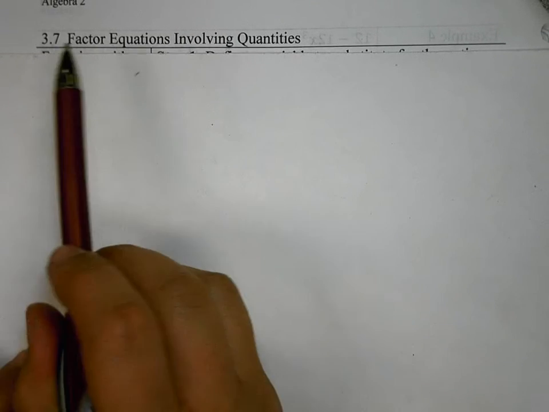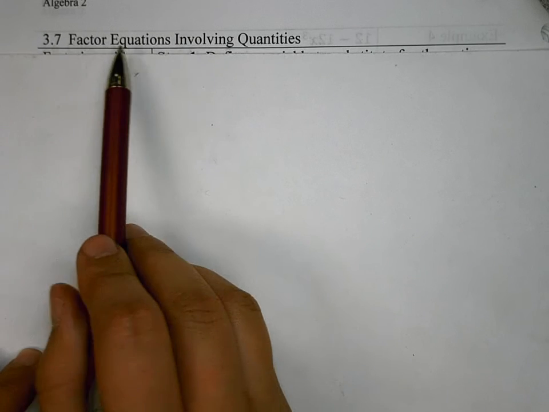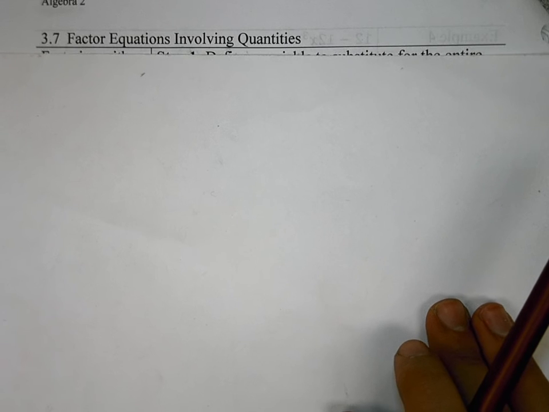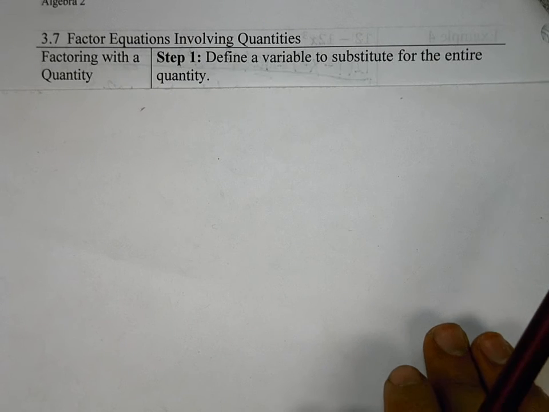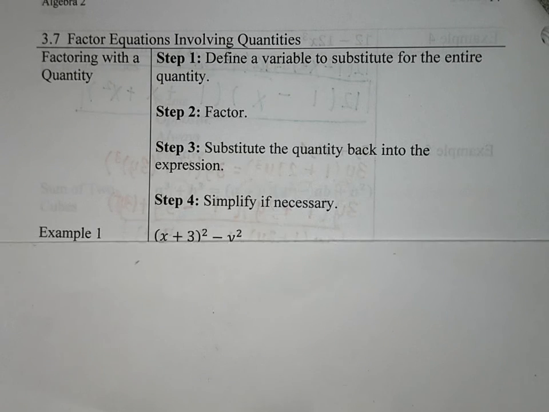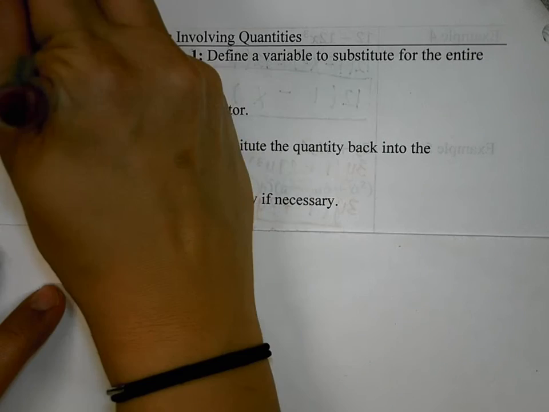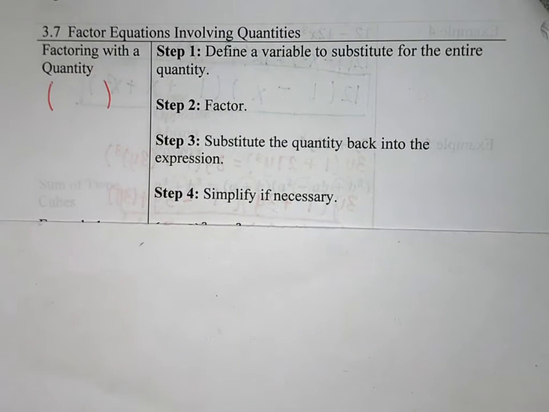We have one more factoring method today. So for 3.7, we're going to be factoring equations that involve what we call quantities. So factoring with a quantity, there are actually 4 steps here. The first step, and what we mean by quantity, is something with parentheses involved.